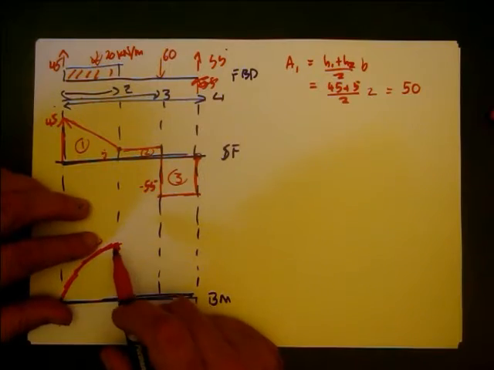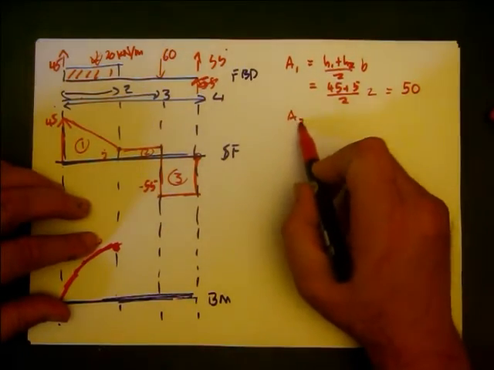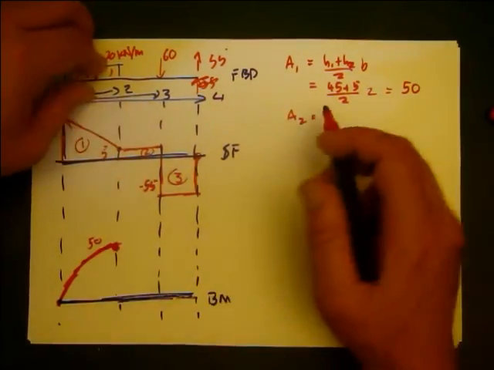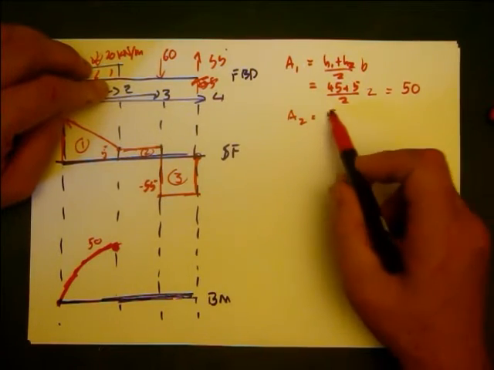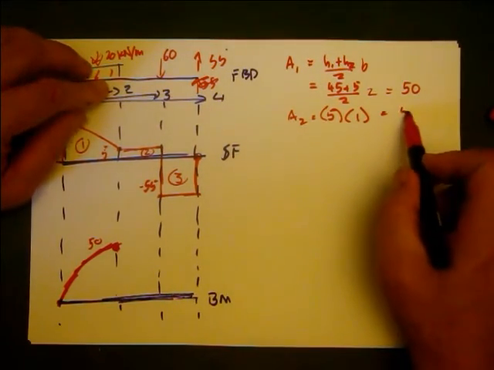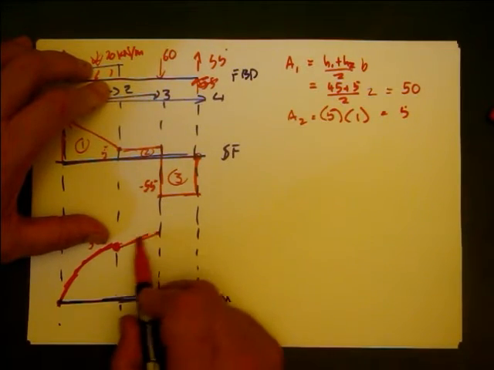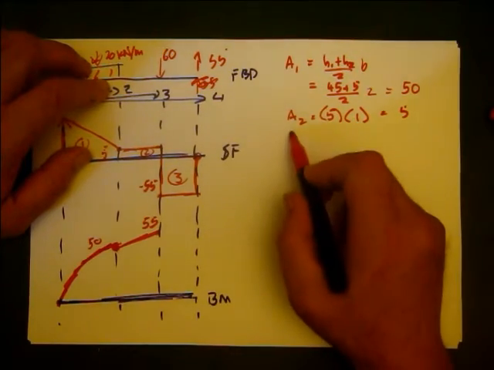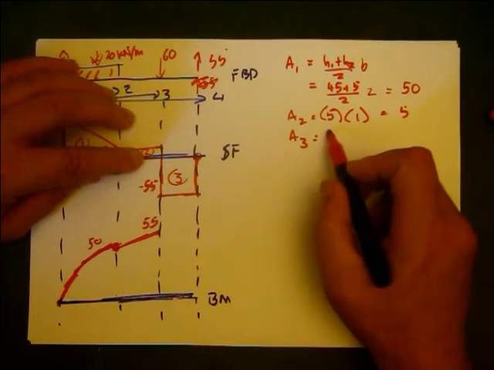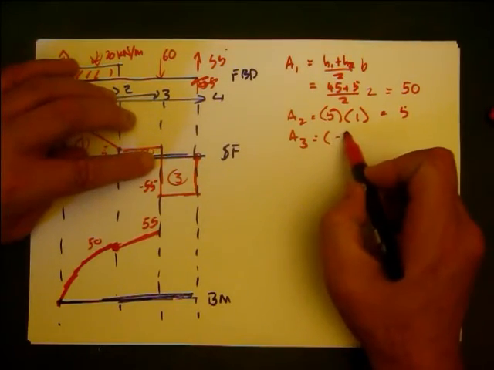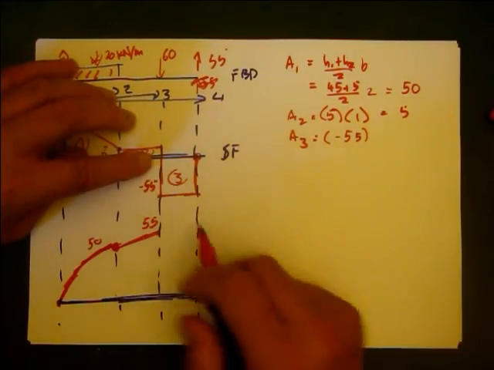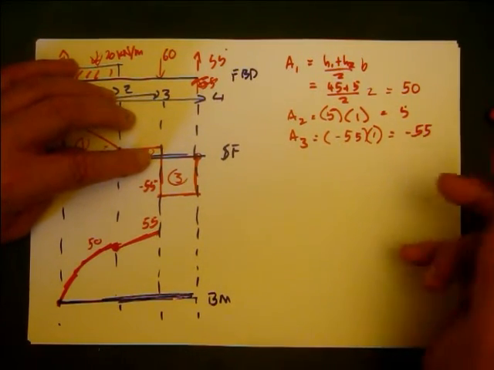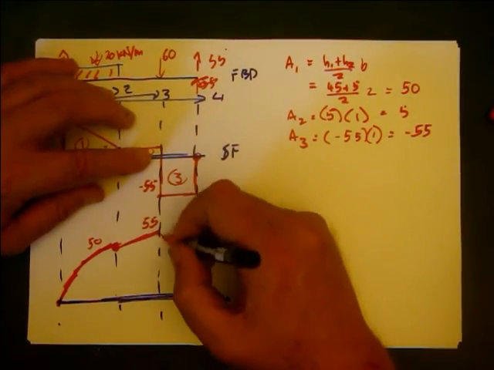Then once we're at 50, we add on area 2. Area 2 is equal to 5 kilonewtons times a distance of 1 metre. 5 kilonewtons times 1 metre equals 5. So we're going to go up to 55 kilonewton metres. And area 3, because again this is a rectangle, is equal to negative 55. Remember, it's under the line. Times 1 equals negative 55 kilonewton metres. So it's going to go back down to 0.